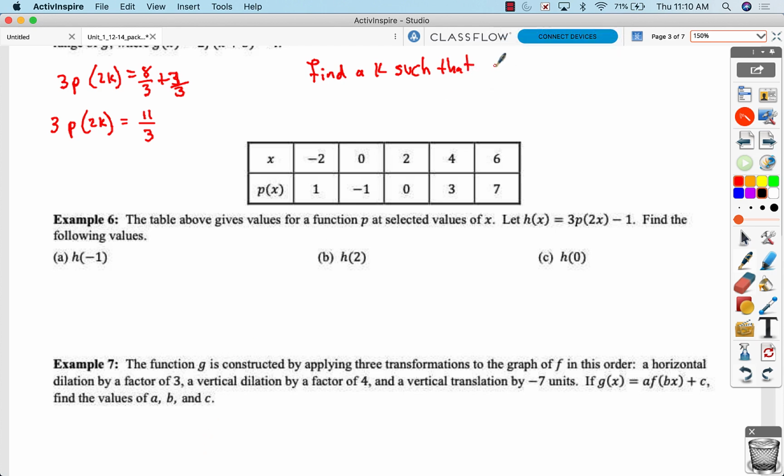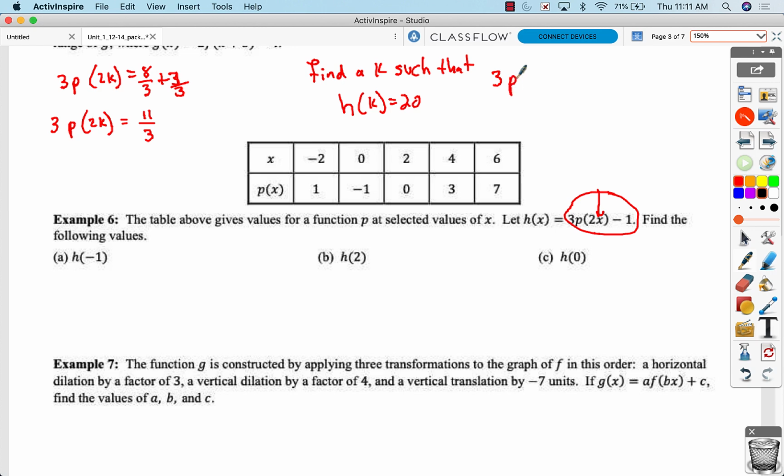So I'll say find a case such that 3 times p times 2k, sorry, go back here. Okay, find a case such that h of k equals 20. So you're trying to find a number you could plug in here to make it 20. What you do is you plug k into here, and then set this whole thing equal to 20. And then it should work.